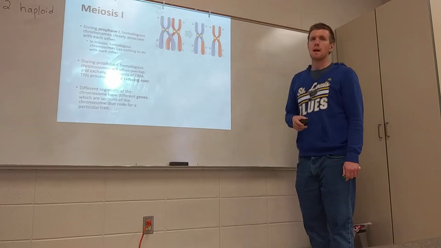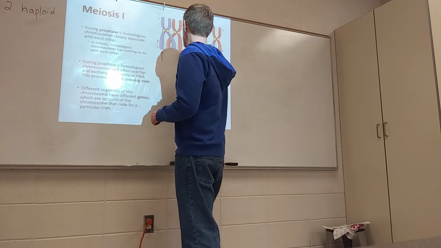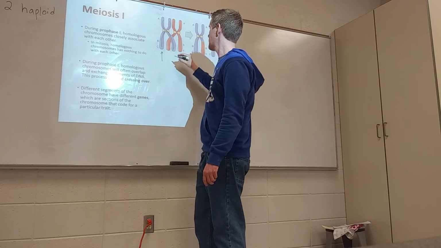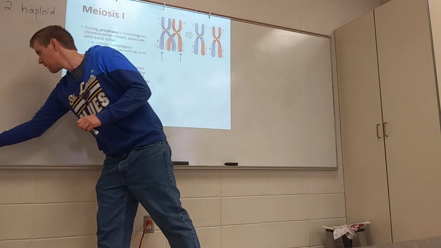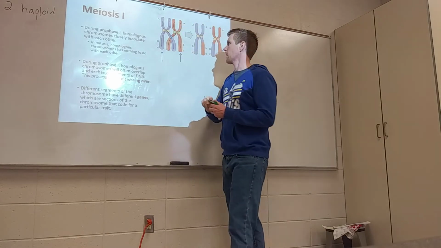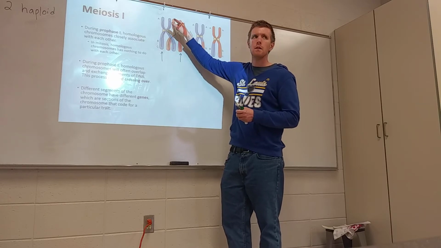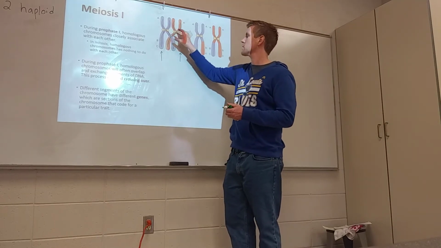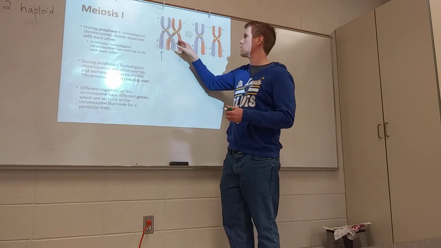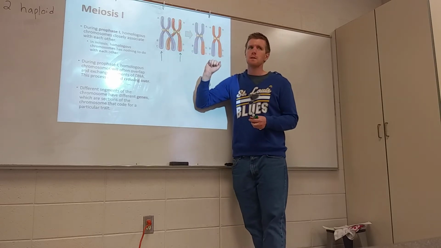Let's take a look at this example. We've got 2 chromosomes. Here's one of them. Here's the other one. And remember, each half of a chromosome is called a chromatid. So we've got 2 chromosomes, homologous chromosomes, and each chromosome has 2 chromatids. And so we have 1, 2, 3, 4 chromatids.